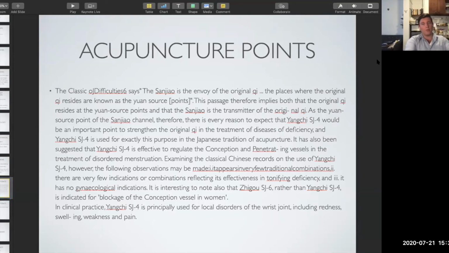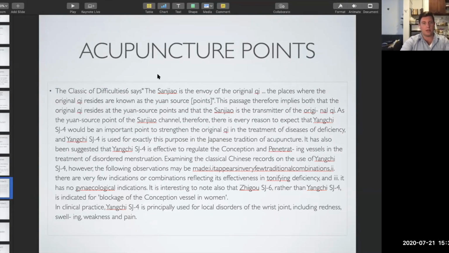When it comes to acupuncture points, we got somewhat corrupted. So we'll clean this up as we go. The Classic of Difficulties says the Sanjiao is the envoy of the original qi. The places where the original qi resides are known as the Yuan source points. This passage therefore implies both that the original qi resides at the Yuan source points and that the Sanjiao is the transmitter of original qi.